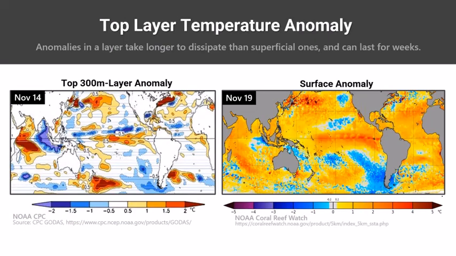Looking at anomalies with depth, we can see that the signal of El Niño is very clear. And now the 300-meter layer that is the warmest at the moment is the Central Pacific in the equator. So El Niño is still very robust at the moment.